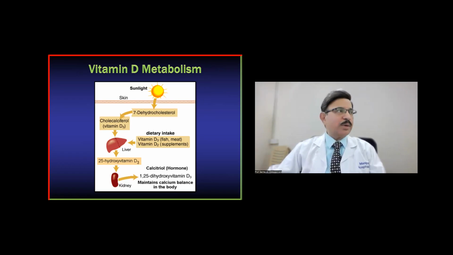See how important it is to understand. The skin integrity should be there, exposure to sunlight should be there, dietary intake is important, first hydroxylation, liver function should be good, kidney function should be good. Then only the final product, the active metabolite of vitamin D3, is produced. Vitamin D, which is 1,25 dihydroxy cholecalciferol. Okay.